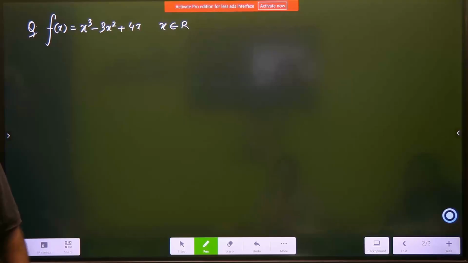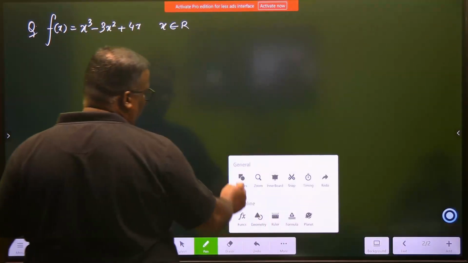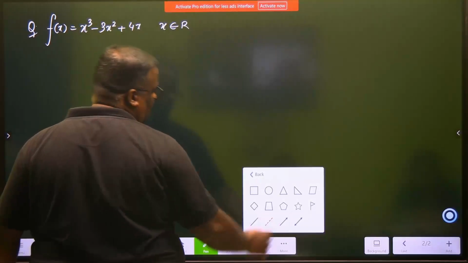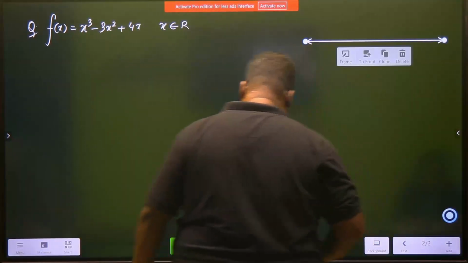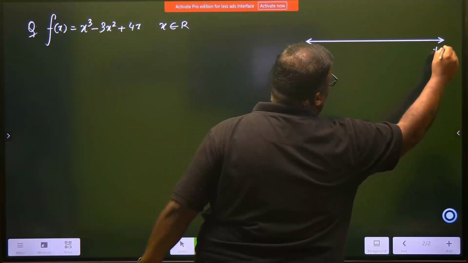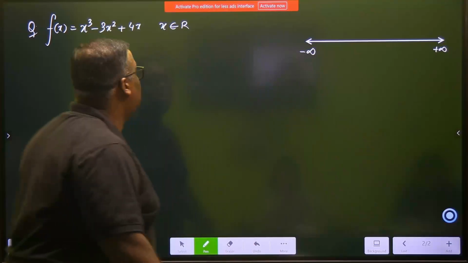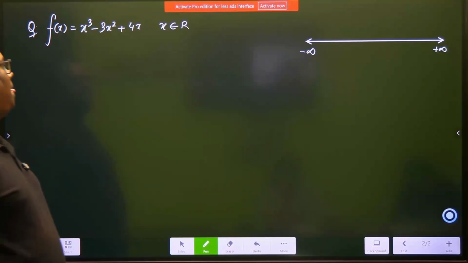Real valued function means where can you give your input? A real axis is the x-axis, and my inputs can range from negative infinity to positive infinity. Do you agree or not? So even before reading the question, if I would like to plot its domain, my domain would be this. My domain ranges from negative infinity to positive infinity. Why? Because x can take all real numbers. Is this understood?